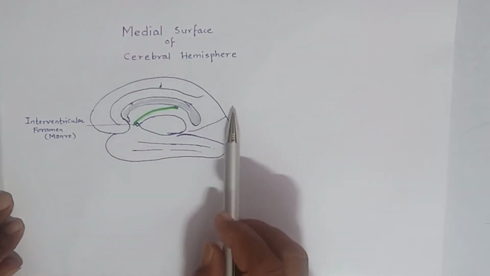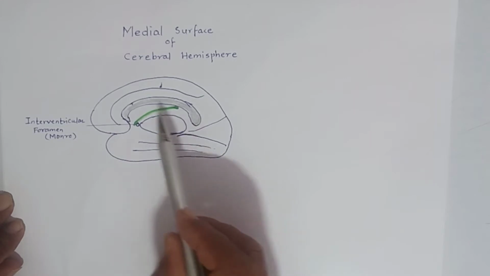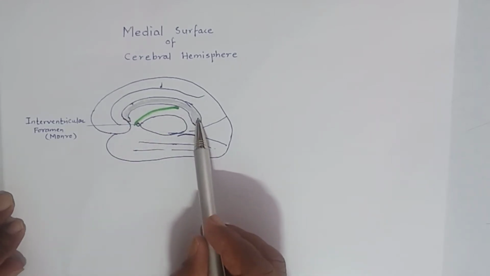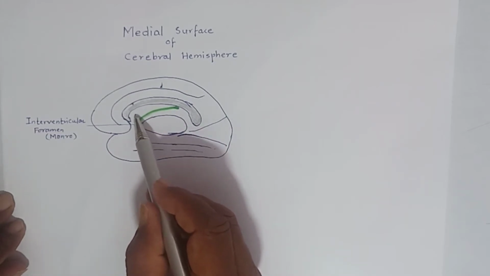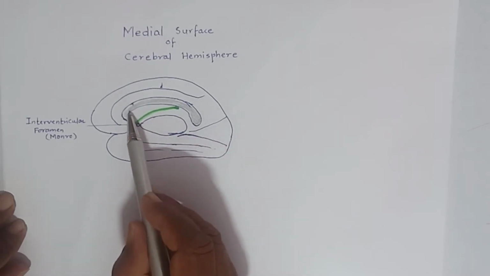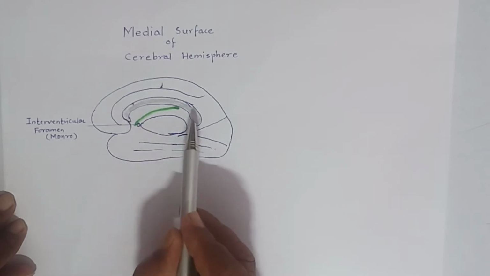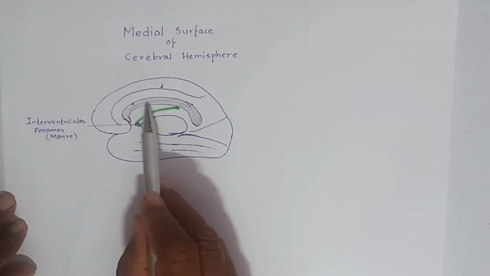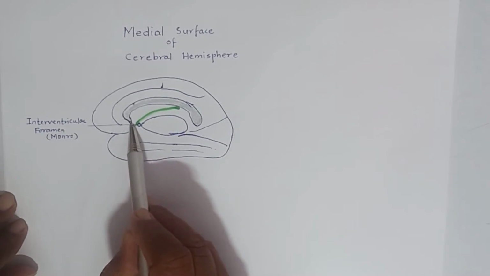This is the medial surface of cerebral hemisphere. This is the corpus callosum, the largest commissural bundle. And below the corpus callosum, this is the cavity of lateral ventricle. Corpus callosum consists of four parts. Anterior end is genu, posterior end is splenium, and between them lies body or trunk. The rostrum of the corpus callosum passes backwards and downwards.